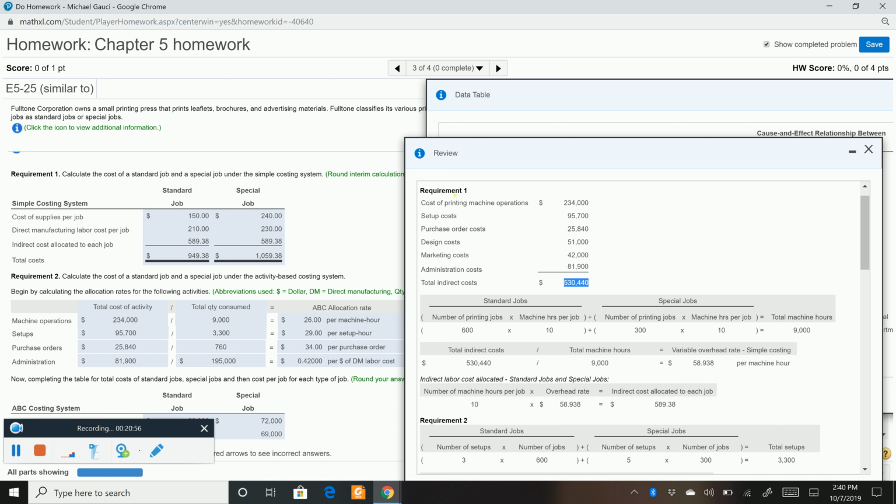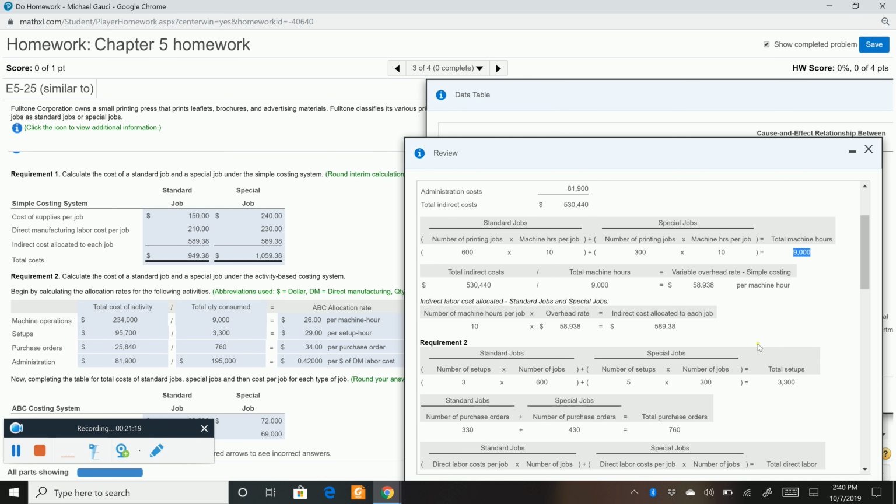First, we will work with the cost of printing machines. The total for cost of printing machine operations is $234,000. The best cost driver for the printing machine operations is the machine hours, and we said that the machine hours were 9,000 machine hours. So we will take the $234,000, which is the total cost for machine operations, divided by the 9,000 machine hours. That will give us $26 per machine hour.